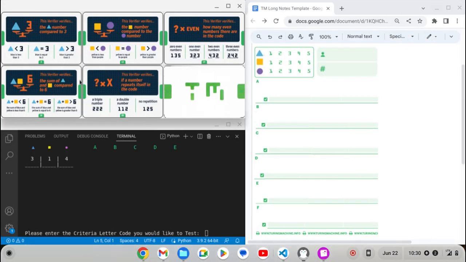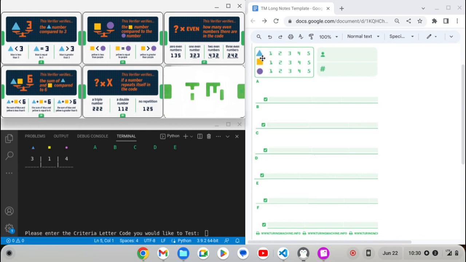So in the grid above, we've got our 5 criteria cards. On the top row, we've got criteria card A, B, and C. In the bottom row, we've got criteria card D, and finally criteria card E. Criteria card A looks at the first digit, that triangle digit, and compares it to the number 3. Should the value for triangle be less than 3, equal to 3, or greater than 3?